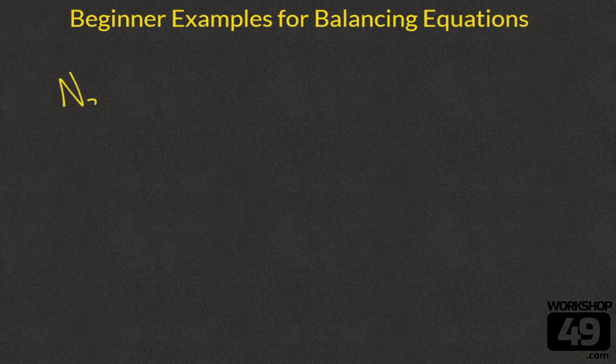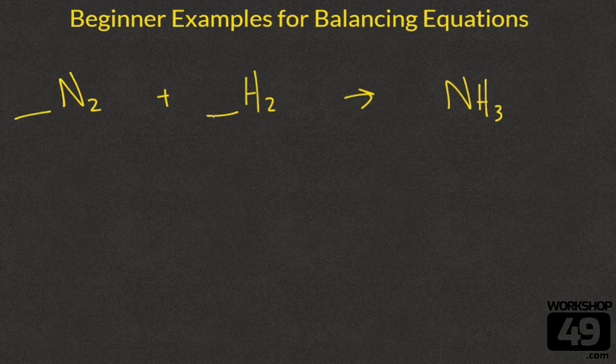A typical chemical equation that you might be asked to balance is N2 plus H2 yields NH3, and your teacher or the worksheet will usually give you some blanks and then say, balance this. Well, what are they asking you?